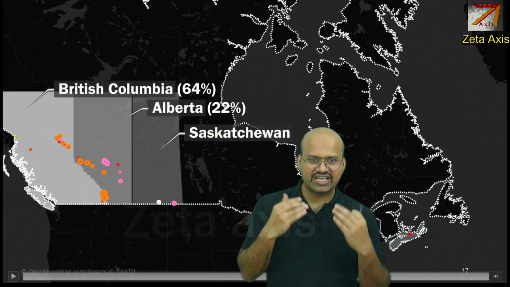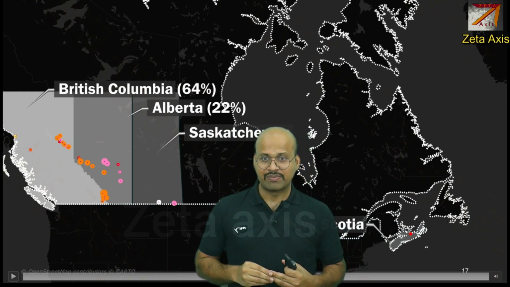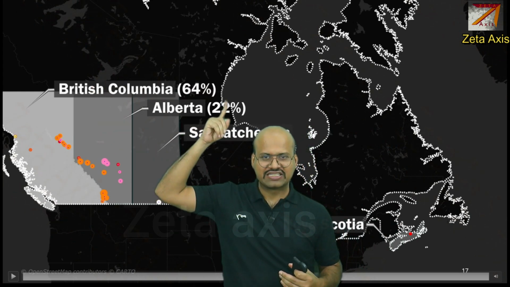So we can see that these are the four major states which produce coal within Canada, among which British Columbia has the significant share. Now let's move to United States of America. Here again we can see that the coal deposits are spread like this.